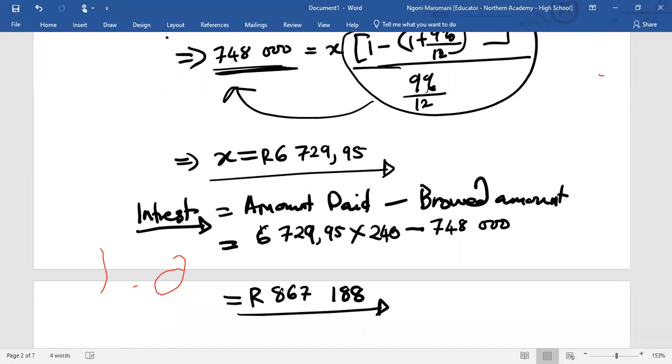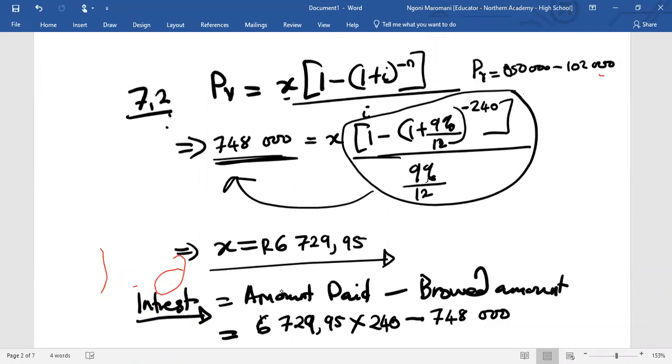So why is that so? Because the banks, they know the value of money. One thing that you must appreciate is the value of money. It is the value of money over a period of time. So that is very important, right?